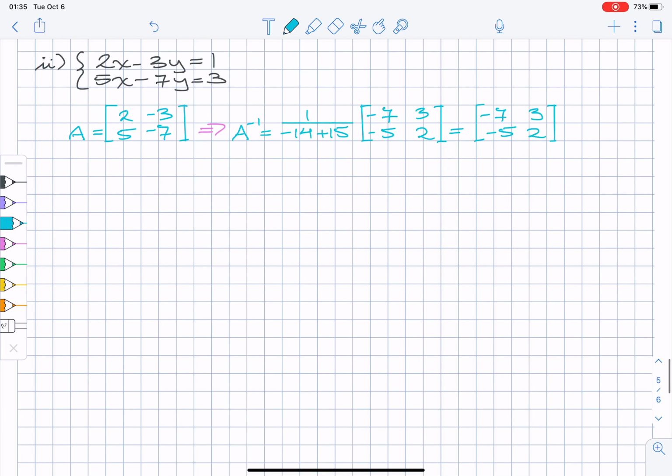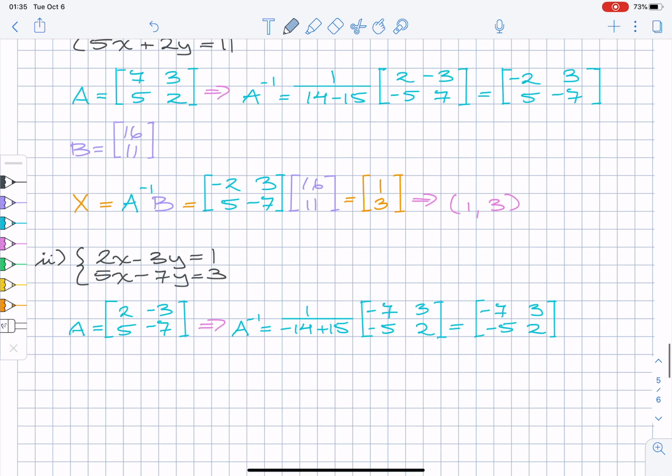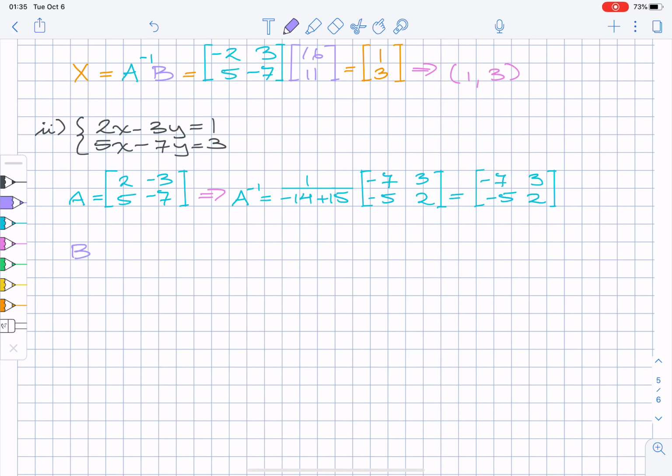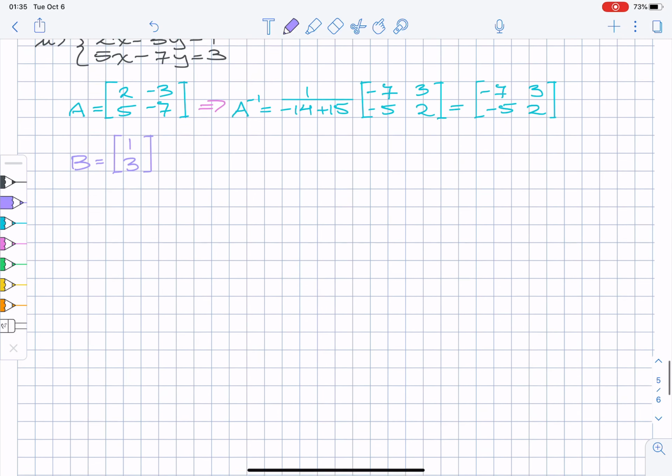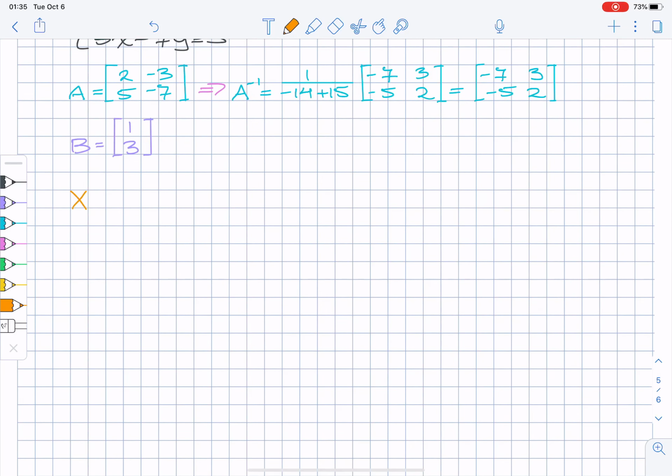Okay, and B, of course, is the... What color did I use for B? Let's use... Okay, so B is the constant coefficients, which are 1 and 3. So in order to find x, the variables, x is just A inverse times B. So that's going to be negative 7, negative 5, 3, and 2 times 1 and 3.